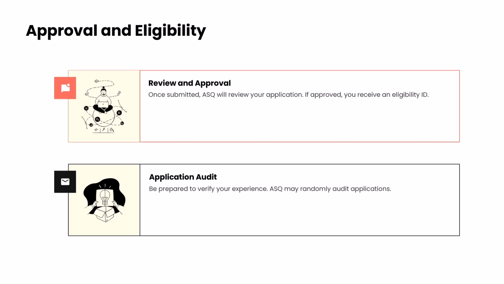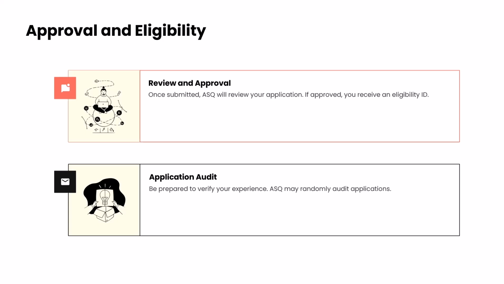ASQ will not tell you beforehand whether you are eligible for this or not. You need to apply for the exam, and based on your application, they will make a judgment. I will think this way, that think positive. For rejecting your application, ASQ needs to have a solid reason for that.